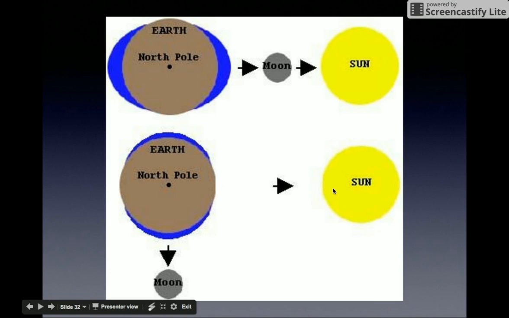Now when the moon and the sun are in perpendicular locations like this over here, the moon exerts a stronger force. So the moon has more gravity than the sun because the moon is a lot closer to Earth than the sun is, even though the sun is a lot bigger than the moon. So the tides will still follow the moon.